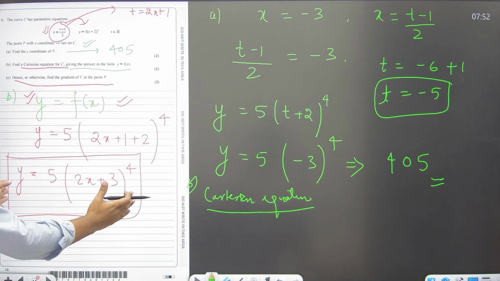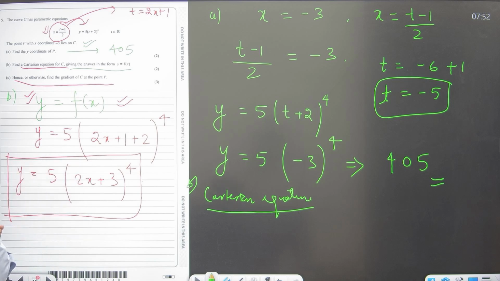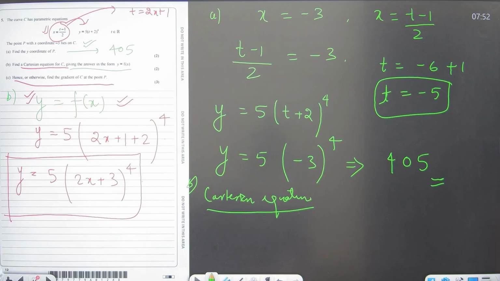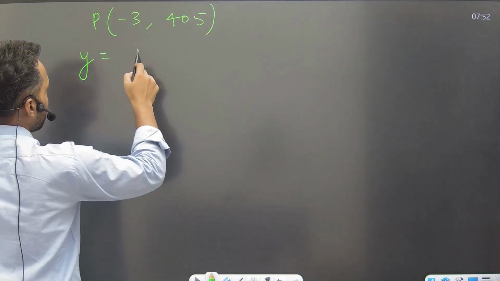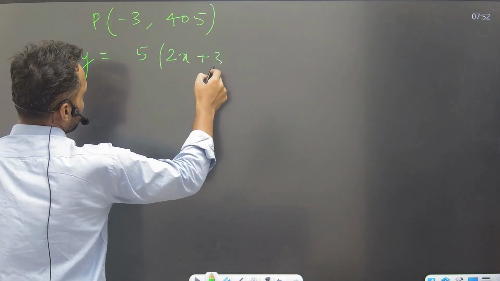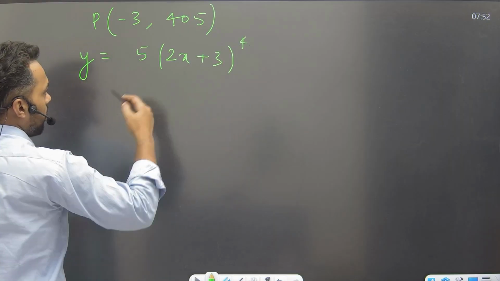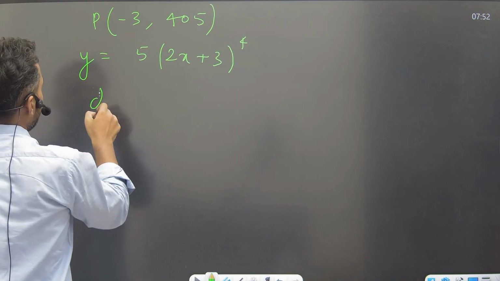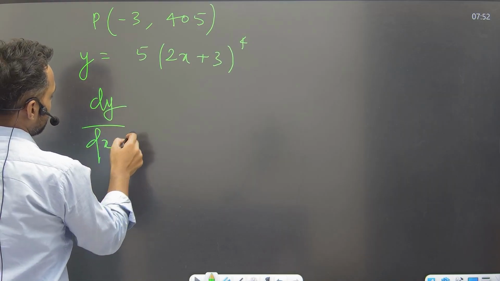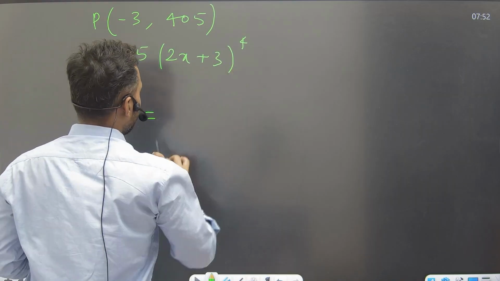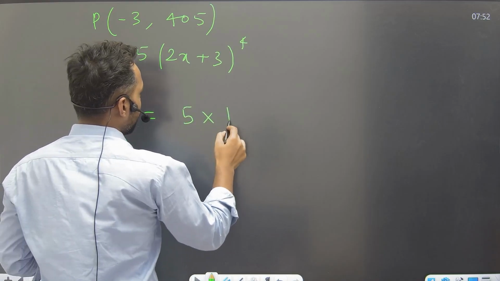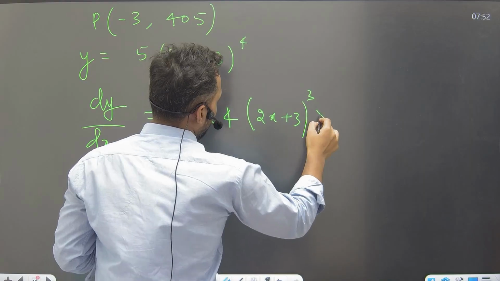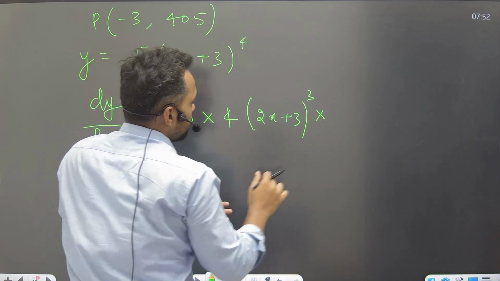So first this part was there which we have calculated. So y was (2x + 3) raised to the power 4, with the constant multiplier 5. Now the gradient, that is also the slope, that is also the differentiation dy by dx. This is the slope format. You just need to differentiate, student. 5 cross of 4 cross of (2x + 3) raised to the power 3. Again the differentiation of the bracket function will be equal to 2.